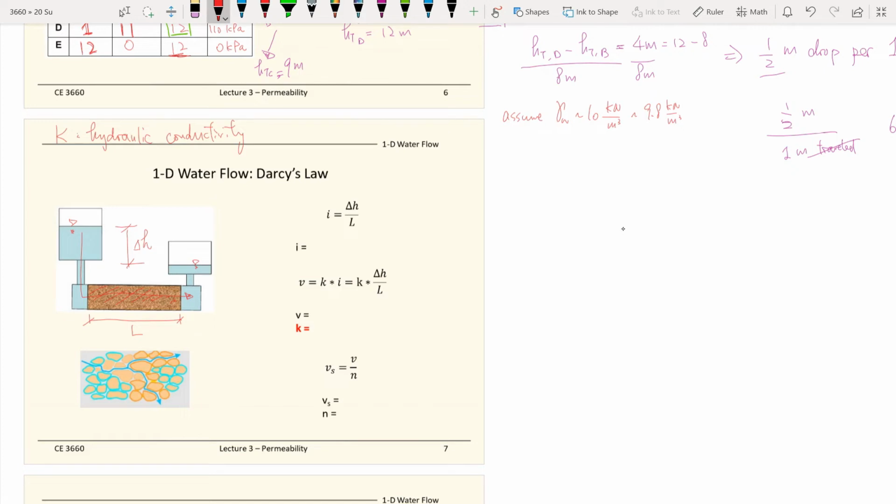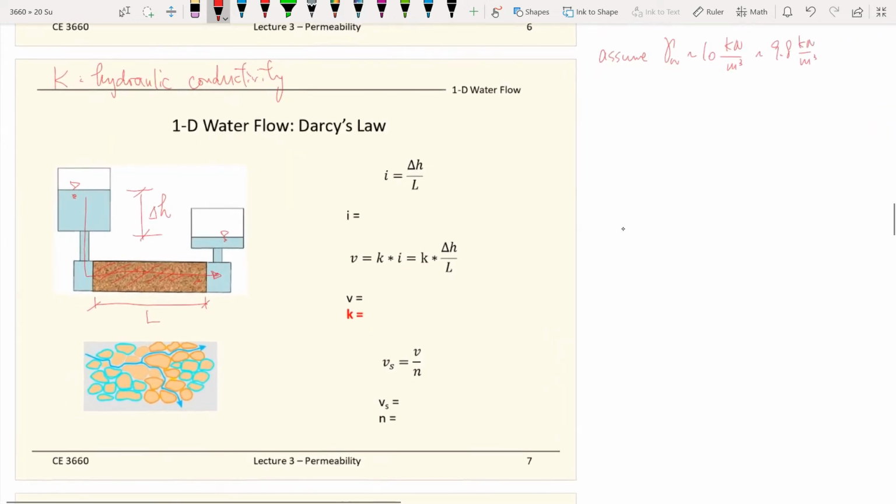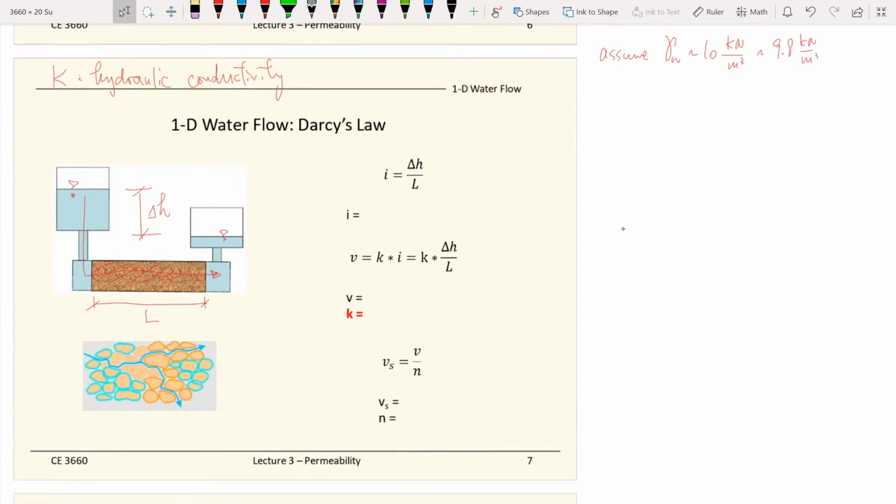With the ability to physically measure the delta H and also the length right there, we can define the gradient. The gradient is equal to delta H divided by the length. This is called the hydraulic gradient.